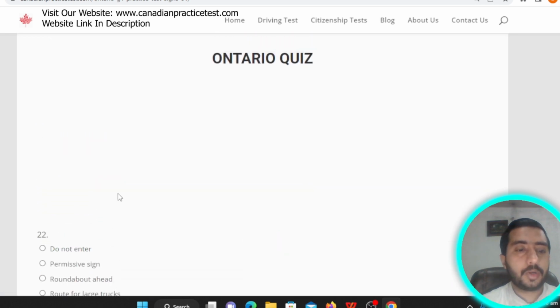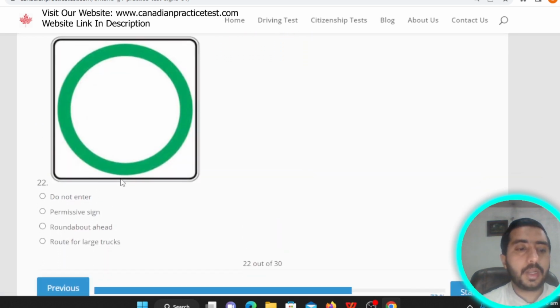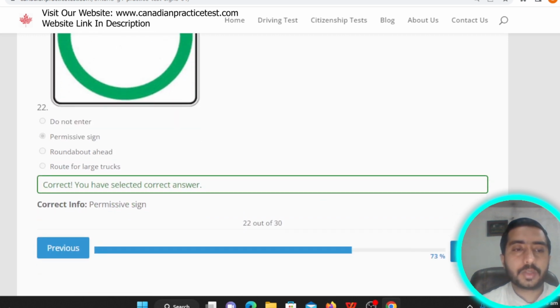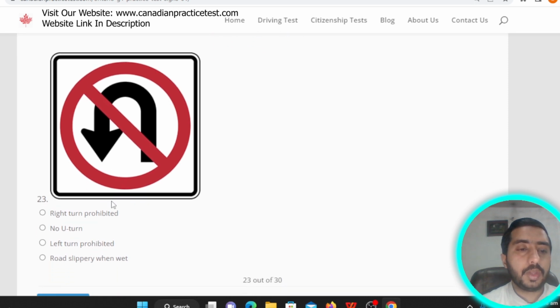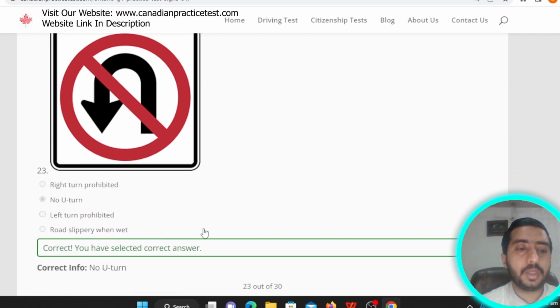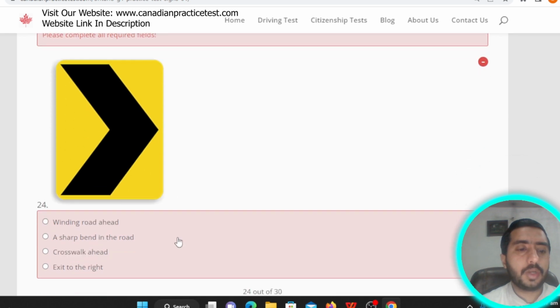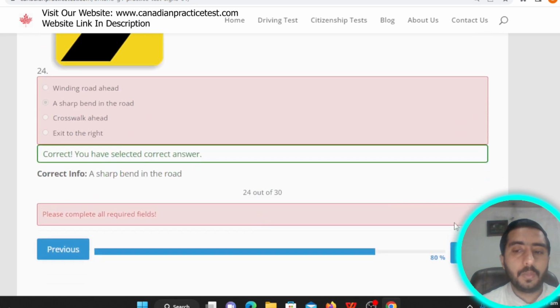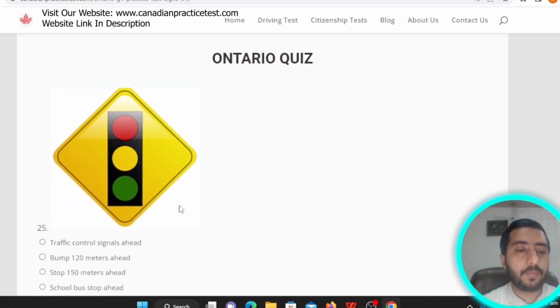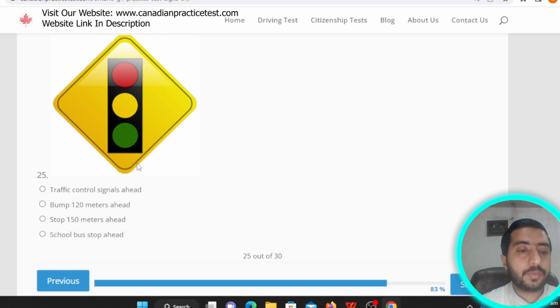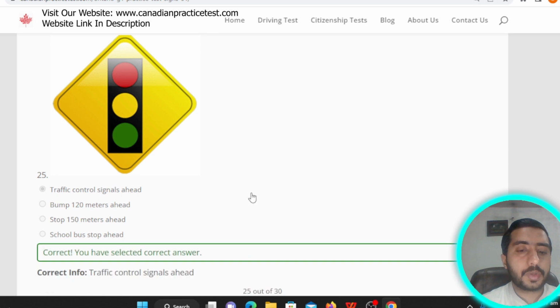Next question, question number 22, and it represents a permissive sign. Option B is the correct option. Next one, question 23, and this 23rd symbol is denoted by no U-turn, which is option B. Next one, question number 24, and the 24th symbol denotes a sharp bend in the road. Option B is the correct option. Next question, question number 25, and this 25th symbol is denoted by traffic control signals ahead, which is option A.